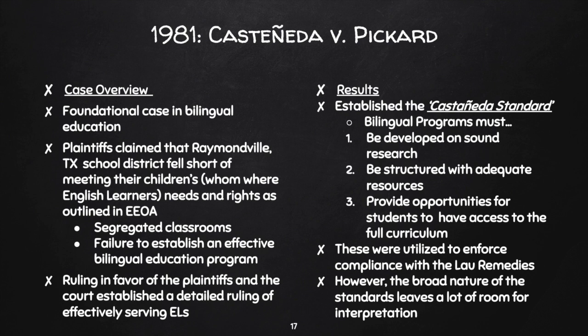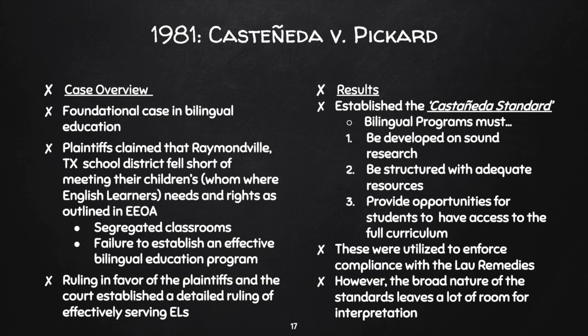In this case, plaintiffs claimed that a Texas school district in Raymondville, Texas, was falling short of meeting their children's needs that were protected under the Equal Education Opportunity Act. So again, here you see policy coming up and then cases being brought in front of the court saying that the policy that was written was in violation. So you have the Equal Education Opportunity Act written and put into place, and then you have a case come up saying, wait a minute, my students' rights that are protected under this policy are being infringed.